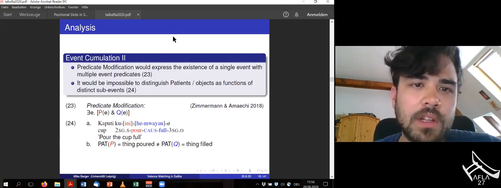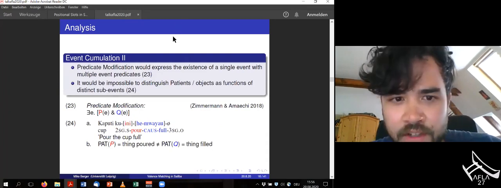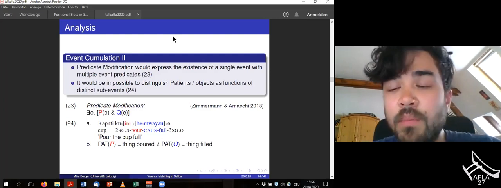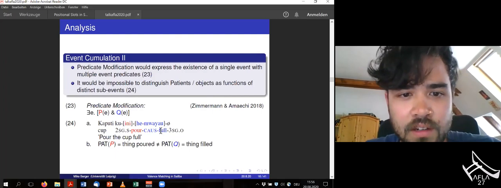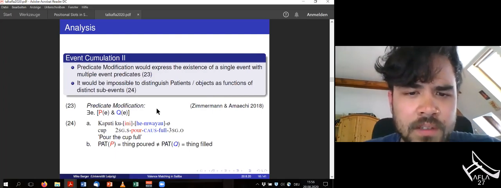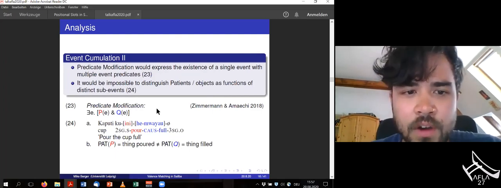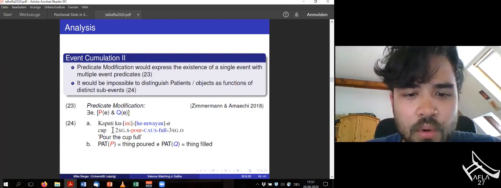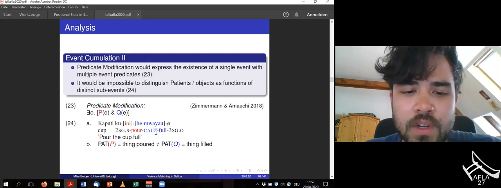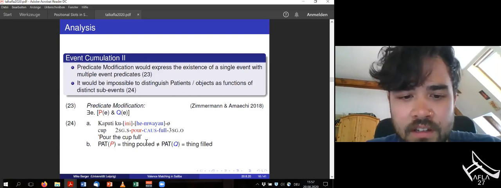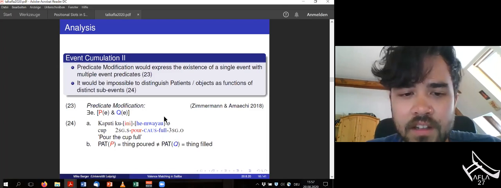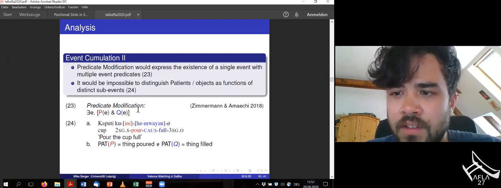We can rule out certain other construals, such as predicate modification, because predicate modification would express the existence of a single event with multiple event predicates, as in 23. If we do this, it will be impossible to distinguish patients or objects as functions of distinct sub-events, right? So we saw in example 24, for the cup full, the object that's realized is the thing which is filled and not the thing which is poured. So these are non-identical, and as far as I can tell, predicate modification wouldn't be able to give us this result.